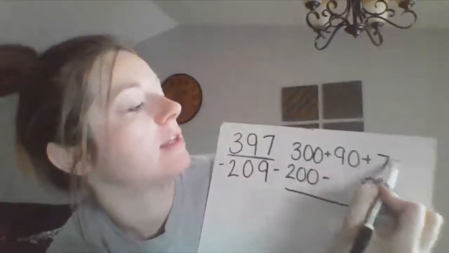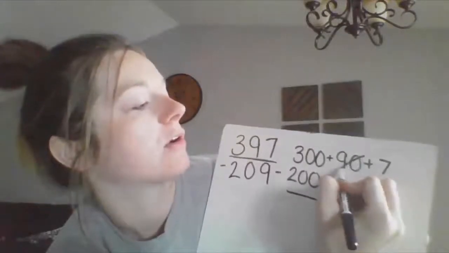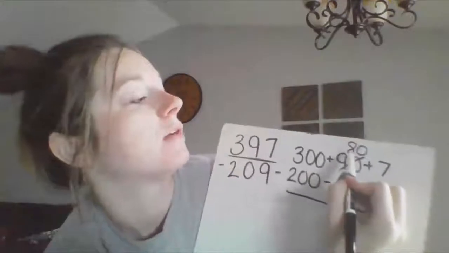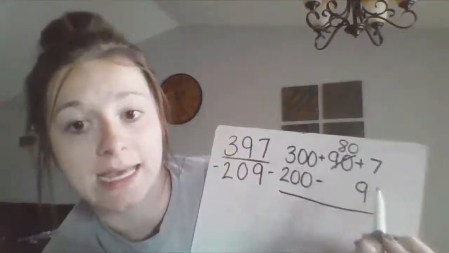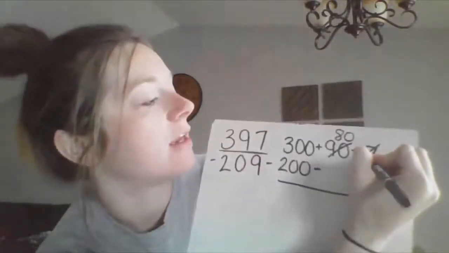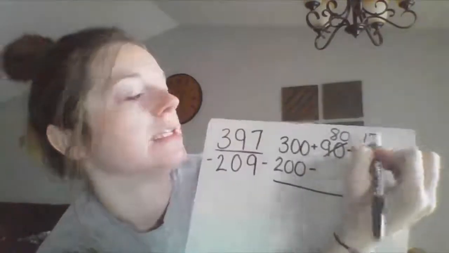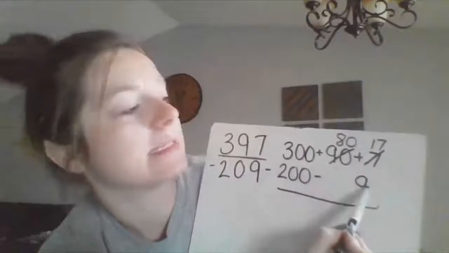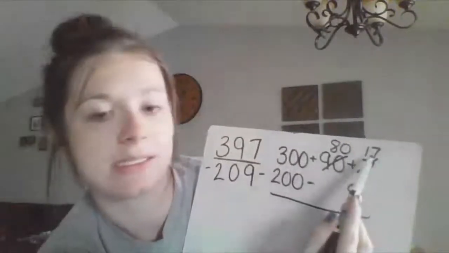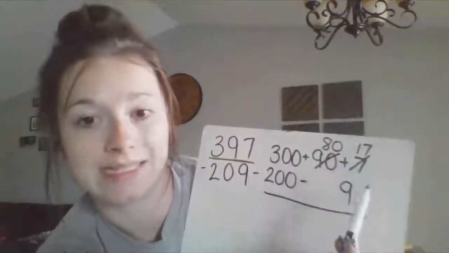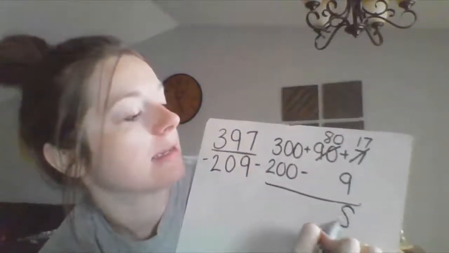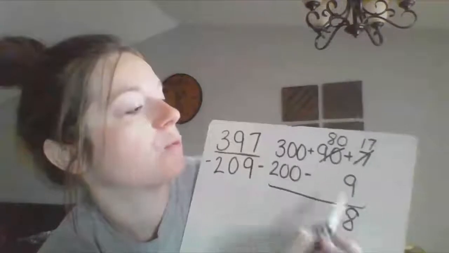So 7 is going to borrow from their friend next door and take a whole 10 away. So 90 turns into 80, because that's 10 less. And then 7 now turns into 17, because they borrowed from their friend. 17 minus 9, I can do that now, because this number is bigger. The top number always has to be bigger. So 17 minus 9 is 8. So I have 8 ones in this number.